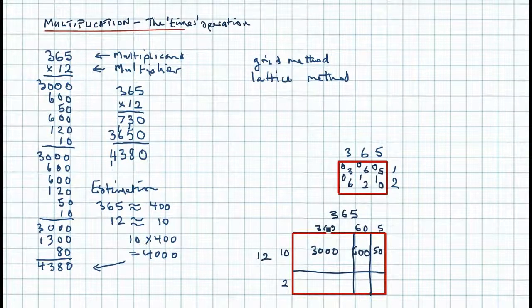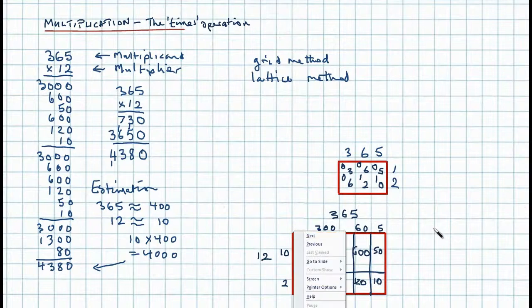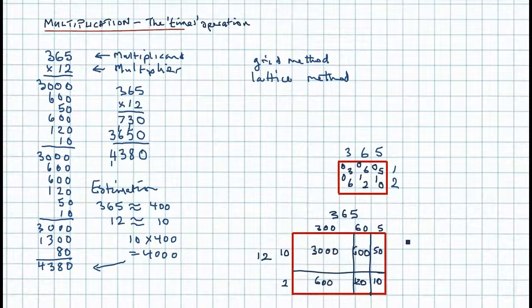Now we move to our 2's. We've got 300 times 2, so we've got 600. We've got 60 times 2, which is 120. And we've got 5 times 2, or 2 times 5, which is 10. So as with the other methods, we've now got an addition, and we have to come out of the grid now and do this in, well, usually using a column method.